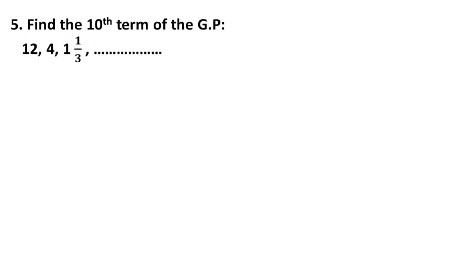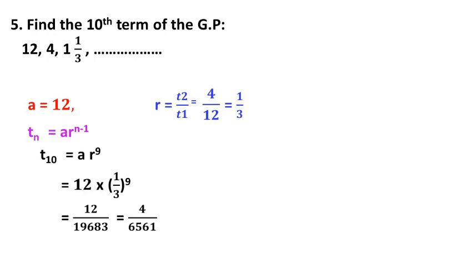Question number 5. Find the 10th term of the GP: 12, 4, 1, 1 by 3 and so on. Identify the value of A, that is 12. Calculate the common ratio as T2 by T1, that is equal to 1 by 3. Write down the formula: Tn is equal to AR to the power n minus 1. T10 is equal to A into R to the power 9. Value of A is 12. Value of R is 1 by 3.